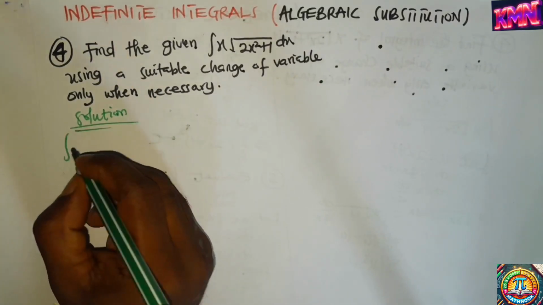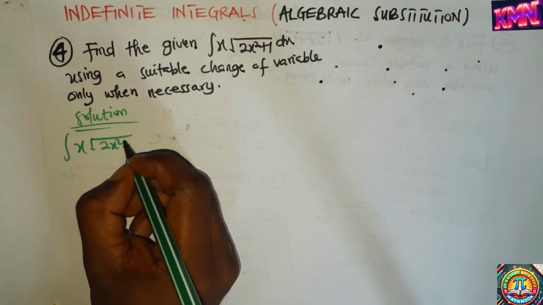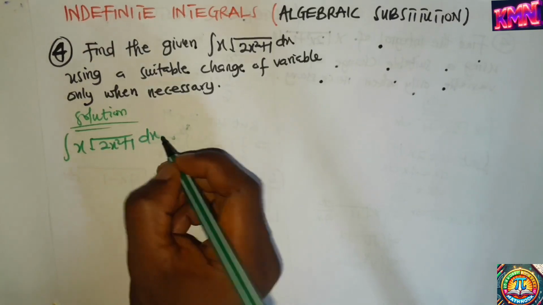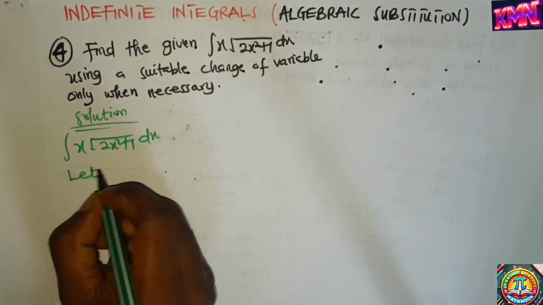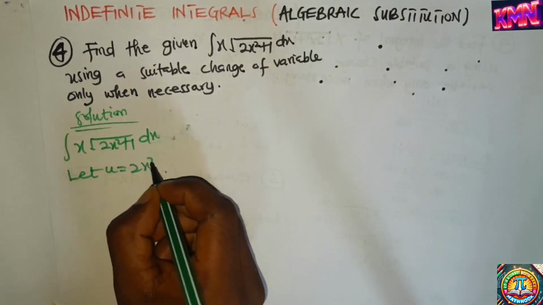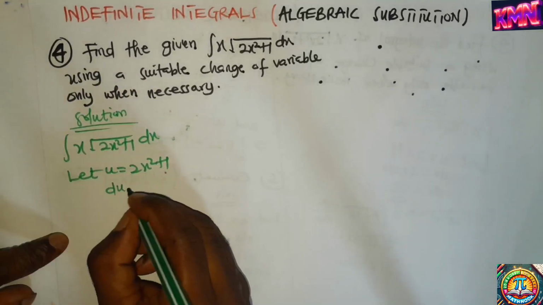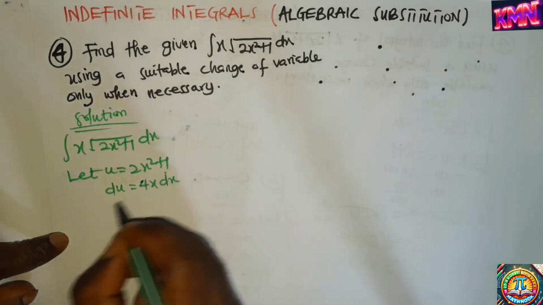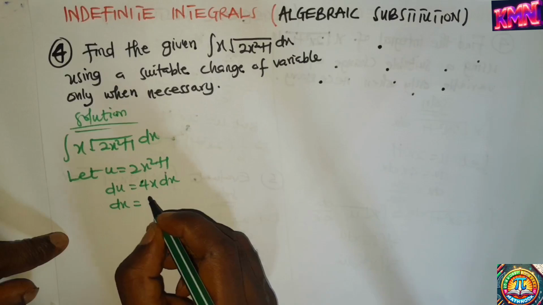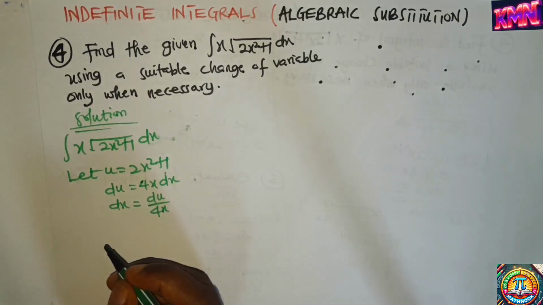So we have the integral of x root 2x squared plus 1 dx. This we let u equals 2x squared plus 1, and of which our du equals 4x dx. Making the dx the subject, we are going to get du on 4x. So let's substitute everything back.